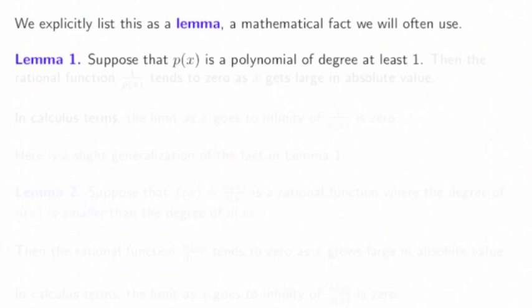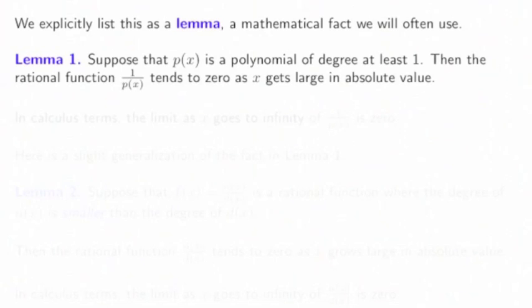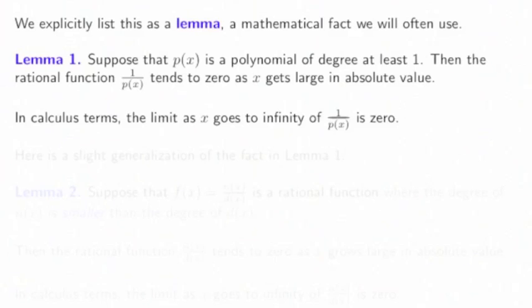Suppose that p of x is a polynomial of degree at least 1, then the rational function 1 divided by p of x tends to 0 as x gets large in absolute value. In calculus terms, the limit as x goes to infinity of 1 over p of x is 0.